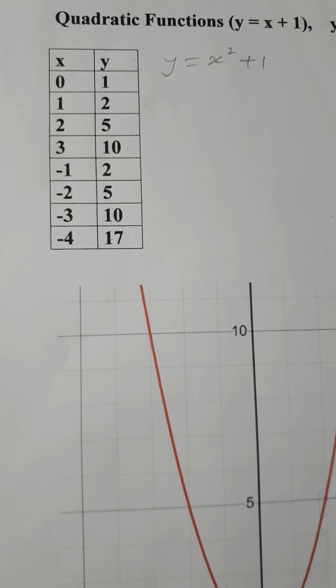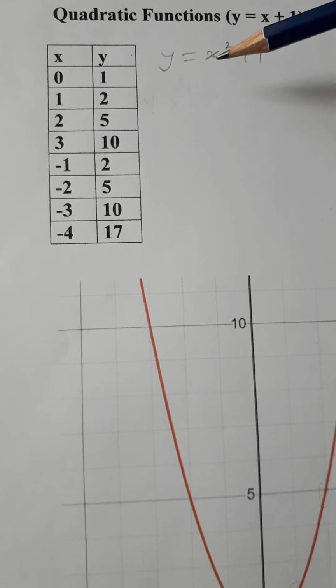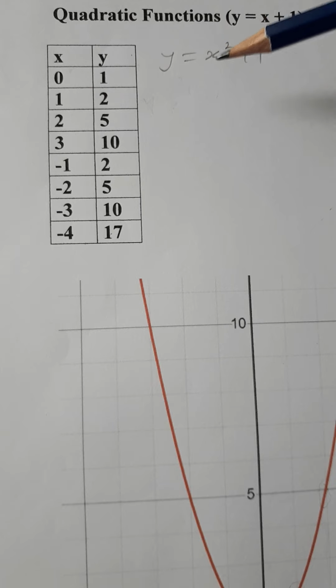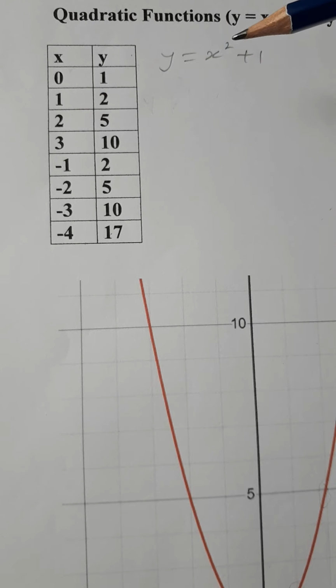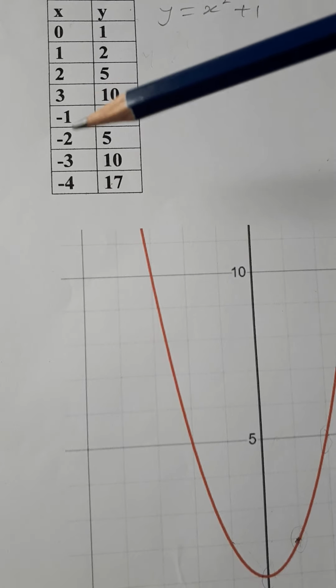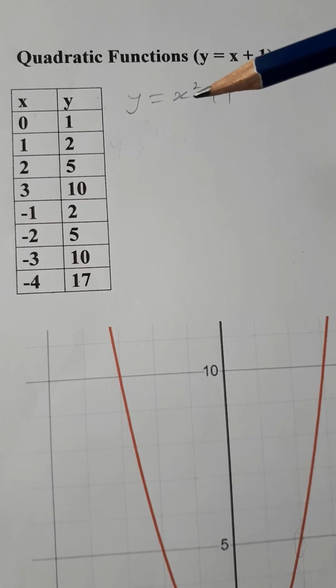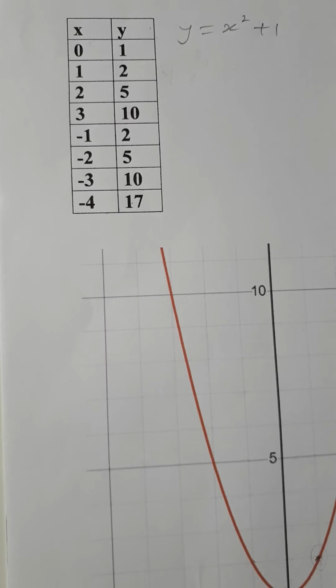Let's make a chart. When x is 0, 0 squared plus 1 is 1. When x is 1, 1 times 1 is 1, 1 plus 1 is 2. When x is 2, 2 squared, 2 times 2 is 4, and 1 is 5. And minus 2 squared, minus 2 times minus 2 is 4, 4 plus 1 is 5. So same thing for the other numbers.